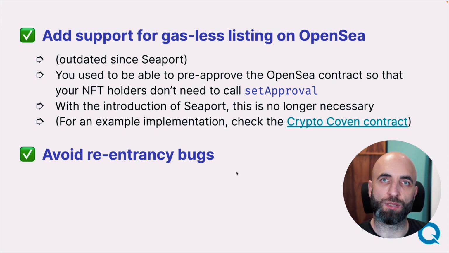Avoid reentrancy bugs was mentioned already a couple times. The rule of thumb here is do not update the state of your smart contract after making any kind of transfer. First, you need to update the state and then send the transfer so that even if that transfer then re-enters, it's already too late because everything that needs to be done is already done.